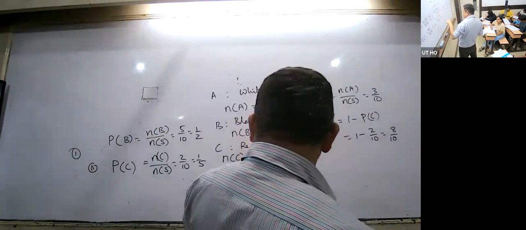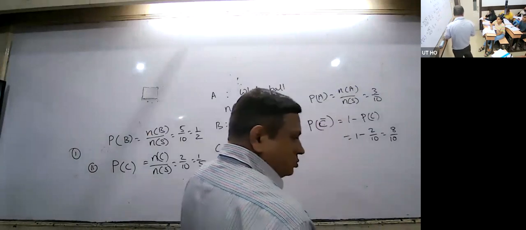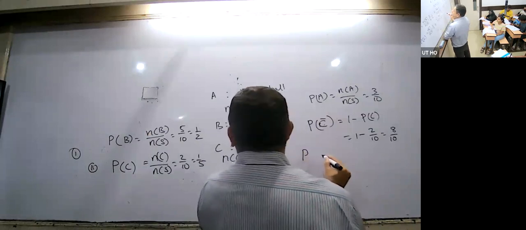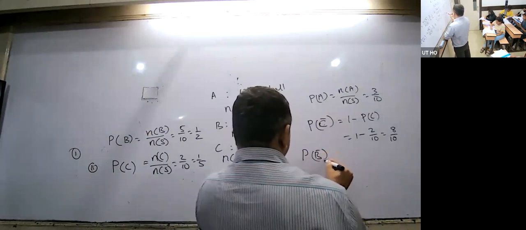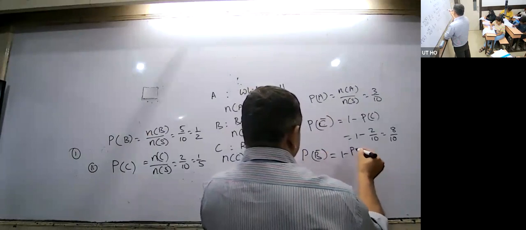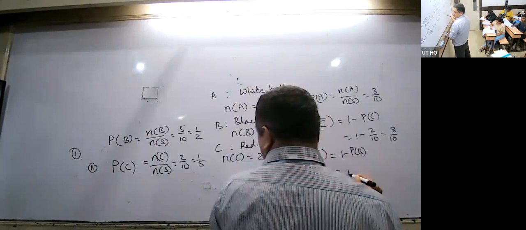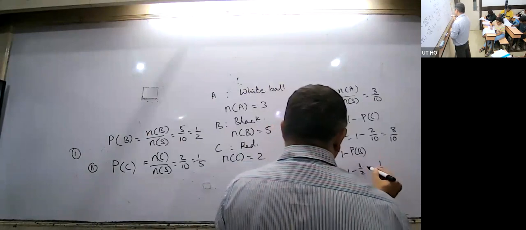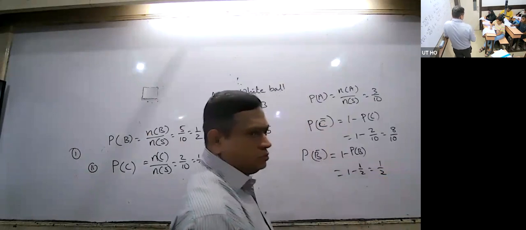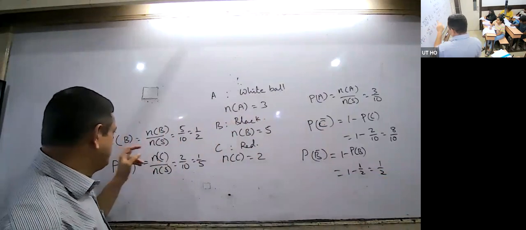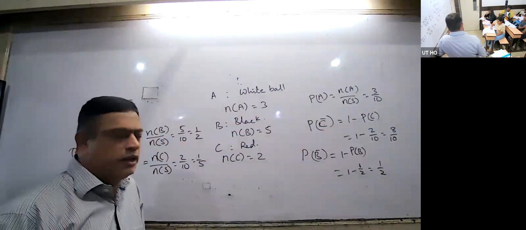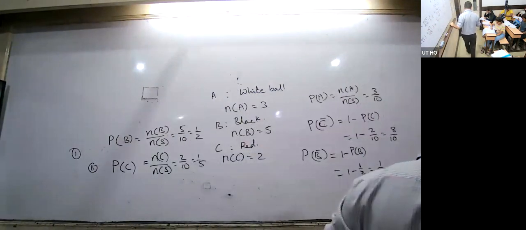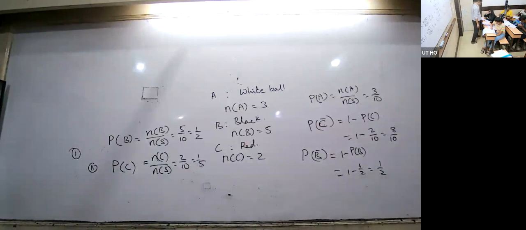Okay, not a black board. So that is P of B bar, which is 1 minus P of B. How much? 1 minus 1 by 2, that is 1 by 2. Value of P of B you got now? Yes, sir. Okay, then next one. Method is clear? Yes, sir. All the steps are done here.